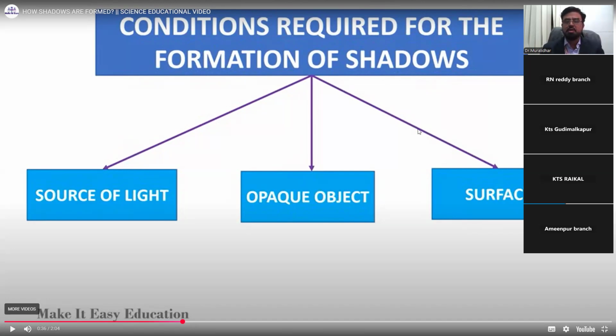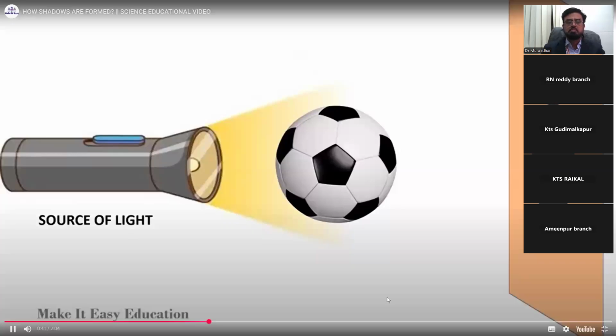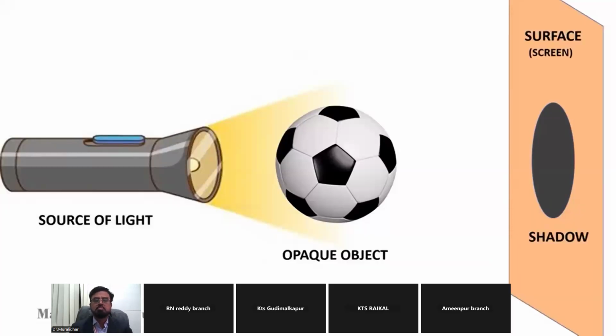In this example, the torch is the source of light, and the ball is the opaque object. The shadow of the ball is formed on the screen.